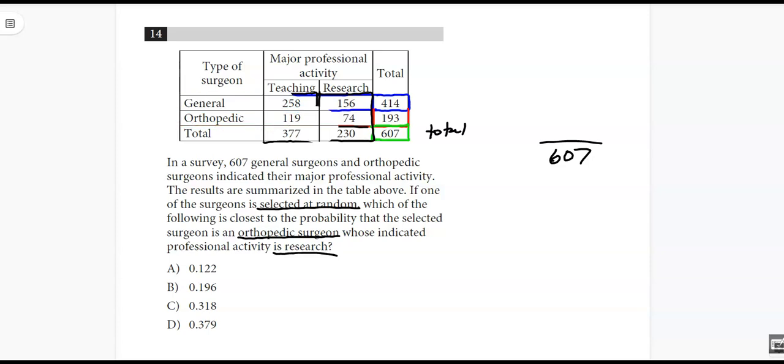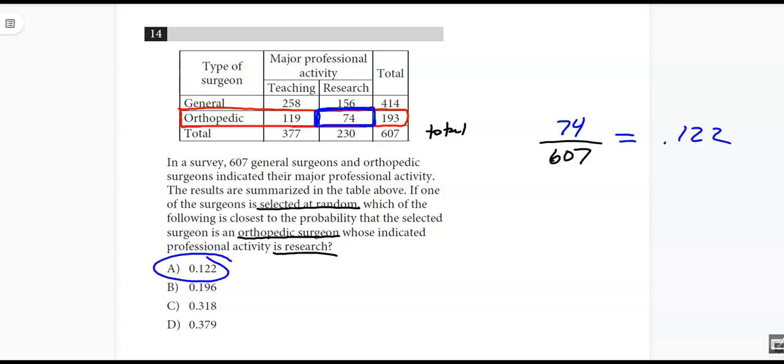All right, so let's just double check this real quick. We need, out of all the orthopedics, the one whose activity is research, which is this block right here. So that's going to be our top number. So 74 out of the 607 are orthopedics who perform research. And when you divide that out, you roughly get 0.122. So the correct answer here is A.